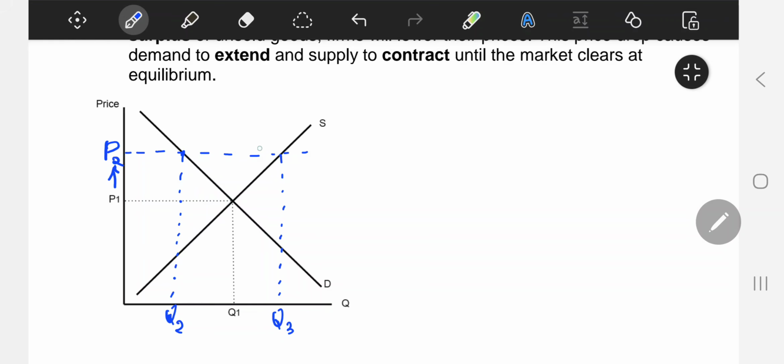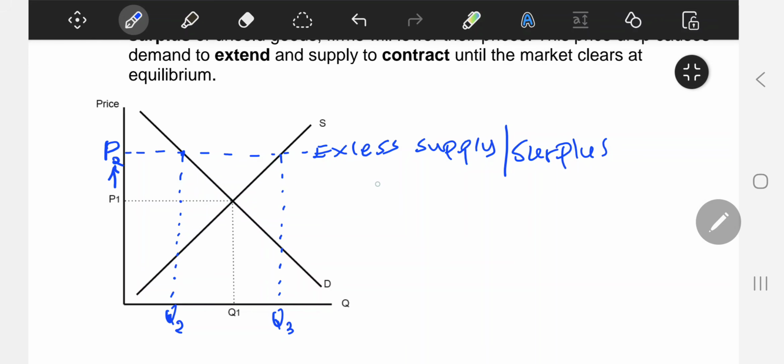So this space here, where suppliers are bringing more than consumers are willing to buy, is what we are calling excess supply. The supply is exceeding demand. Another name is a surplus, where supply is more than demand. So what should happen here? Suppliers are going to have to decrease the price so that consumers can buy.